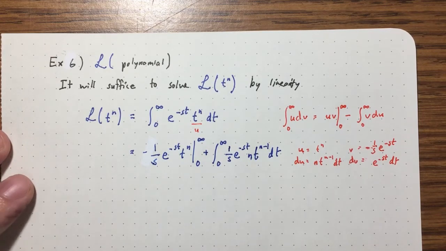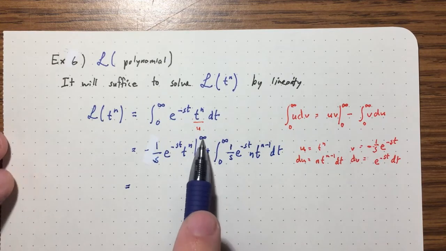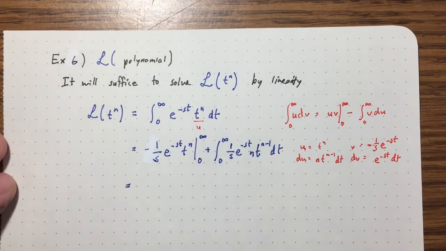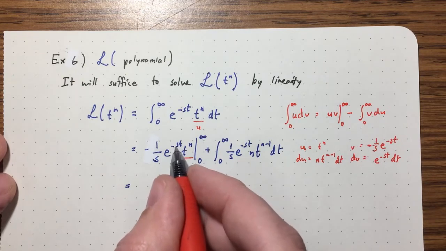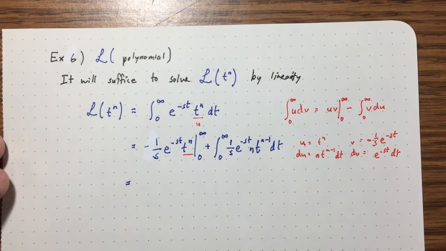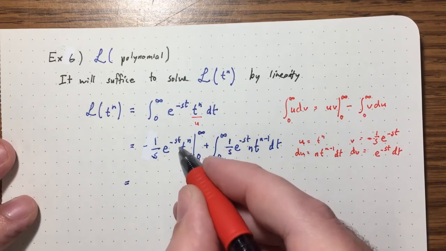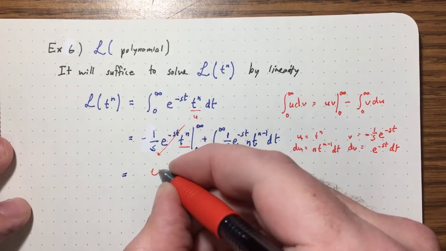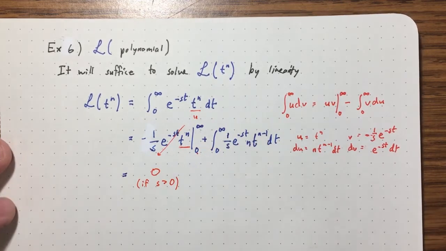What is this first part going to be? Well, what happens as t goes to infinity? Remember, these are values of t. As t goes to infinity, this part's getting very large, but the exponential is going to 0, as long as s is positive. So if s is positive, this is going to 0, and the exponential always beats the polynomial. So the upper limit is 0, and what's the lower limit? Well, clearly 0, because we have a t here. So we're plugging in 0 for t. So this whole first part is just going to go to 0, if s is positive.